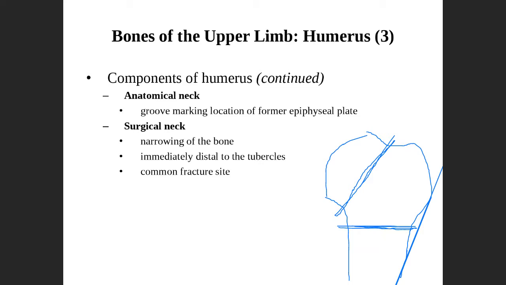As we know, the metaphysis is where the growth plate is for long bones. So when we're talking about the anatomical neck, that is where the epiphyseal growth plate used to be. That's here. Oh, sorry, wrong one. Here. It's weird. The humerus is weird. This is where the growth plate used to be. Then when we start to see the narrowing of the bone, that is the surgical neck. And in most cases, if you're going to fracture your radius, or excuse me, your humerus, that's where it's going to occur, where it actually starts to narrow down.